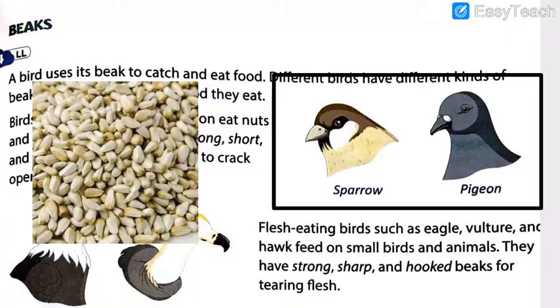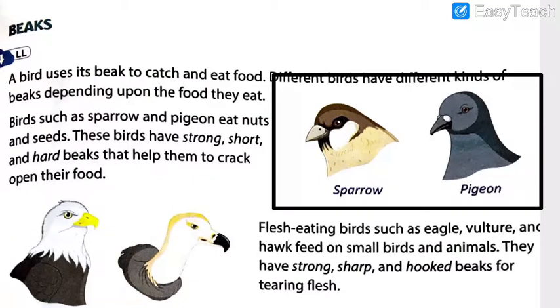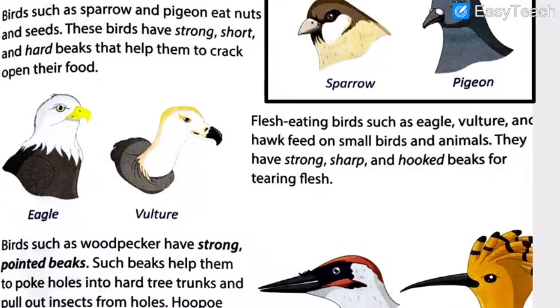Correct? We need to crack it with a hard substance we have at our home, and we make the flour out of these seeds. So these birds have the strong, small and hard beak with the help of which they can crack these tiny seeds and open them and eat them. So now I hope you got an idea what sparrow and pigeon eat and how their beaks are.